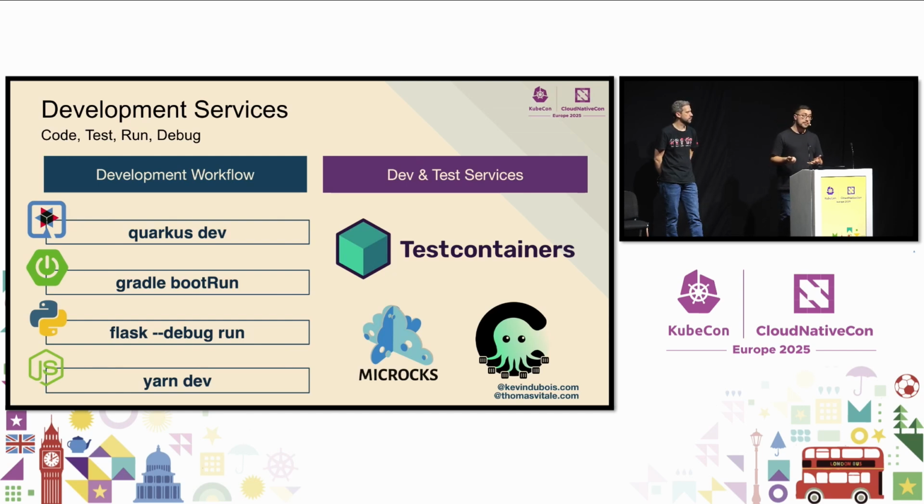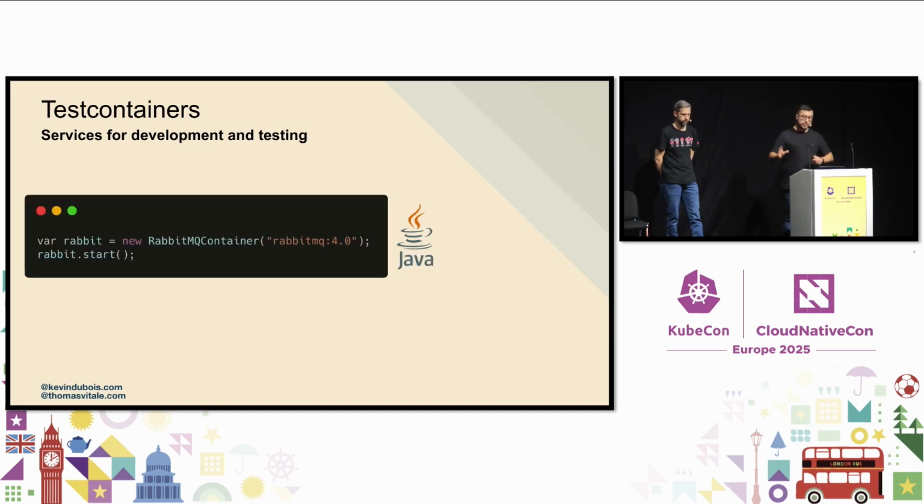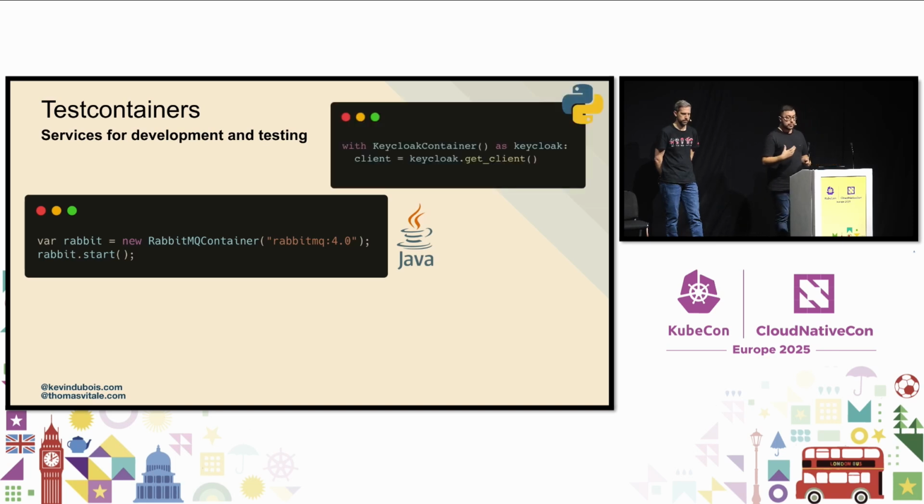Microcks is also a CNCF project, and whenever you have to integrate and test against different APIs, it could be HTTP APIs, it could be asynchronous APIs, messaging, it's really useful. So let's try now to establish a development experience without Kubernetes for the local environment. Let's start introducing Testcontainers to the mix. As I said, Testcontainers is a polyglot tool, so maybe in Java, if you want to integrate with RabbitMQ, there's a way to declare that dependency, or maybe you're building a Python application and you want to integrate with Keycloak. Keycloak is a CNCF project for identity and access management. You can do it using Testcontainers.